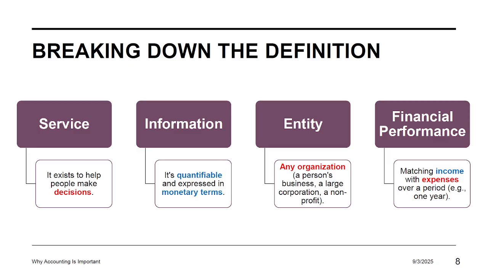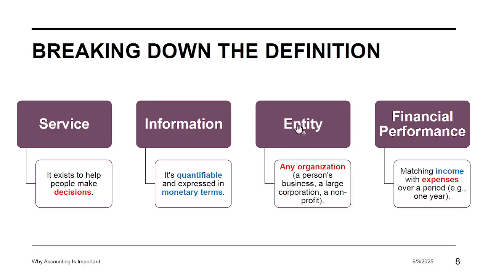Continuing with our definition, accounting is a service. It exists to help people make decisions. So what kind of decision? A decision to invest in one project, to buy a machine, or to sell this company and buy the shares of another company. The information it provides is quantifiable and expressed in monetary terms. It means that we cannot just say, in my company I have five buildings, but how much is the value of those five buildings?